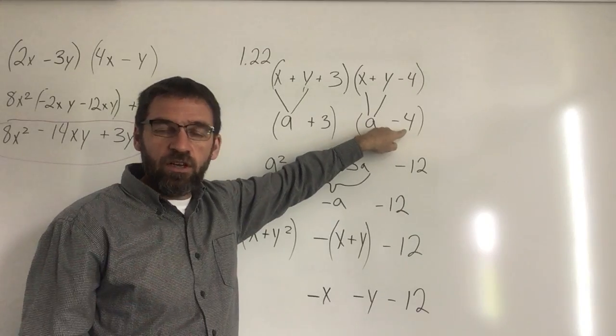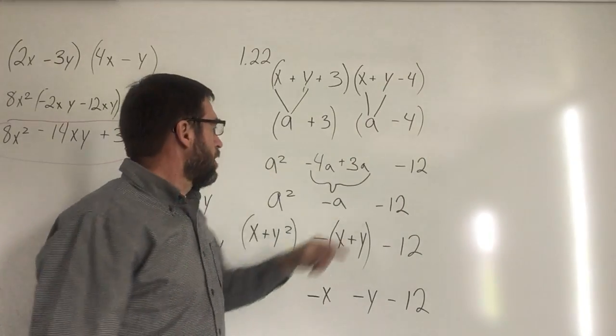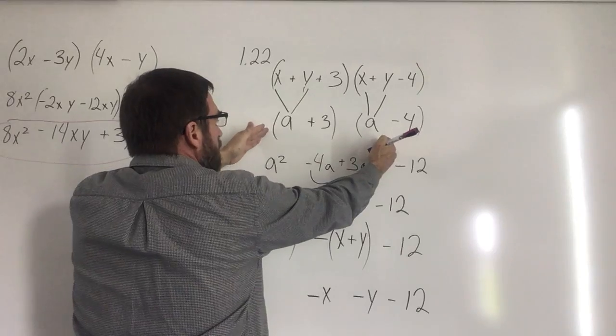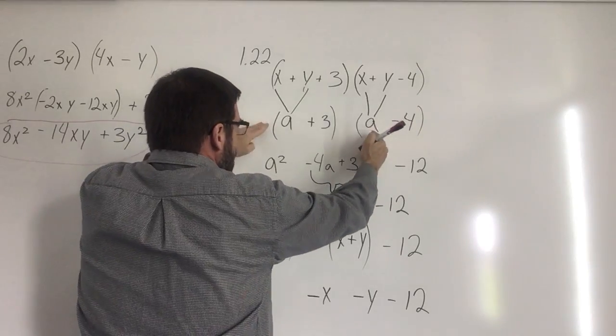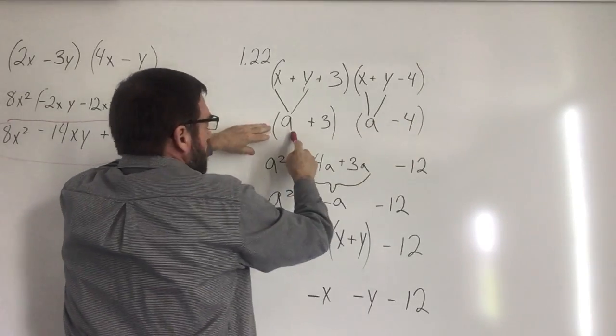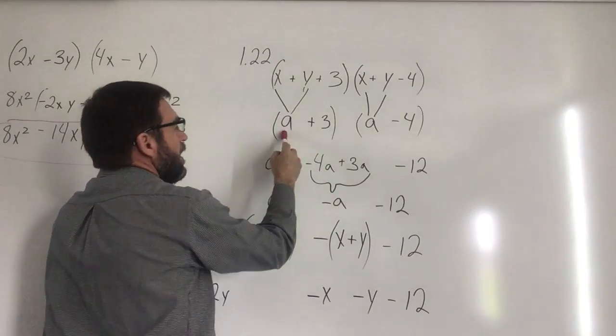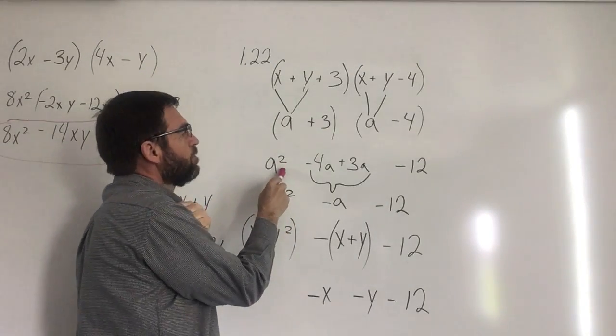Now you can use your FOIL method. Now you can multiply the first terms. I'll just walk you through the steps. A times a is a squared.